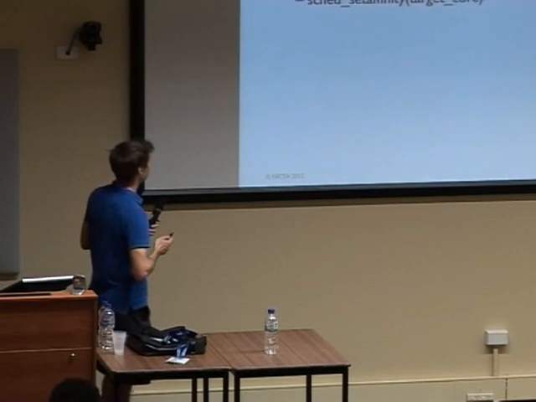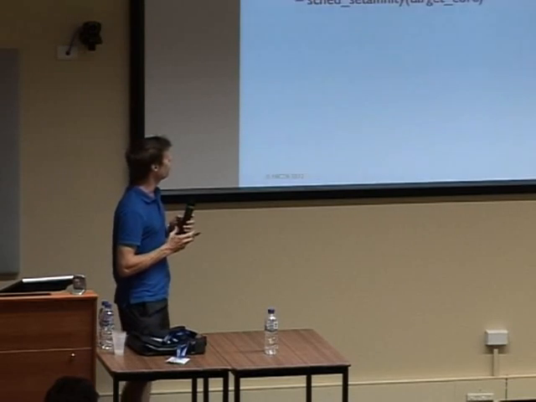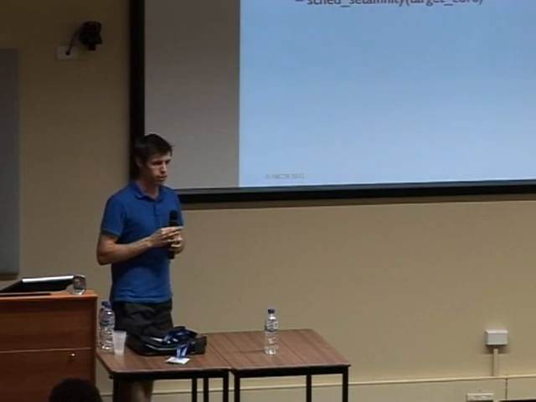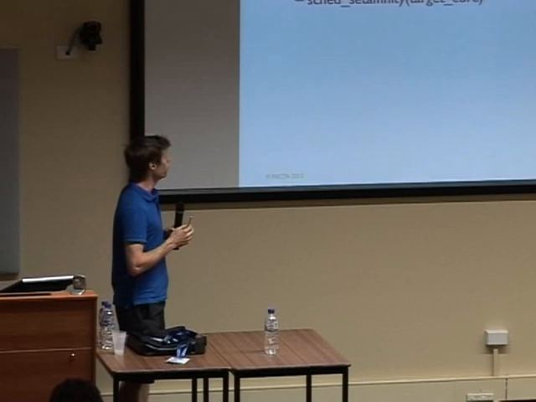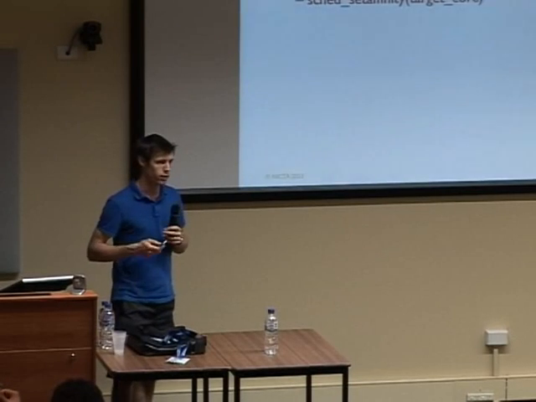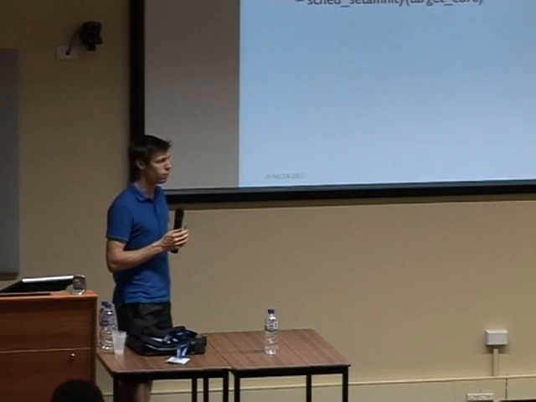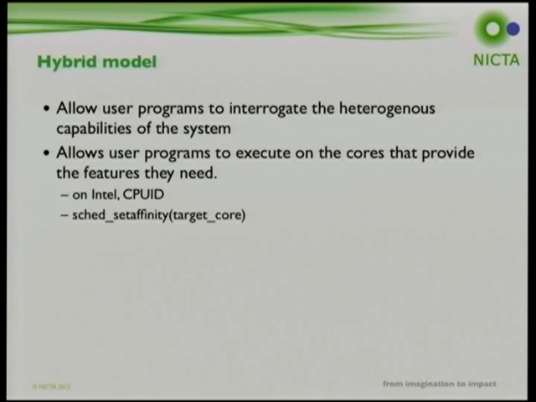The second model that's been presented is a hybrid model, and that basically allows the program to interrogate the system to detect its capabilities and then use whatever capabilities it finds. This is achieved, for example, on x86 systems by use of the CPUID instruction. You can work out whether or not you've got SSE, and then you can potentially change your processor mask using the sched_setaffinity system call, and your task will get migrated to the core that has the features that you want.